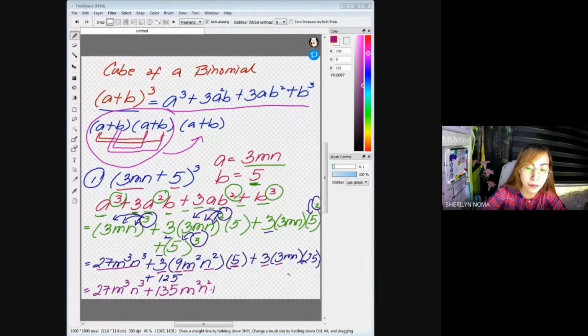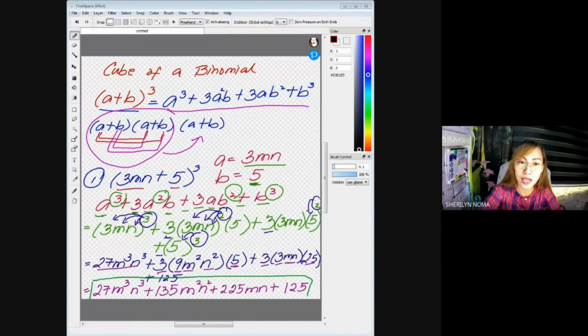Next, 3 times 3. 3 times 3 is 9 times 25. Okay, so that is 225. And then, for the variable, mn, plus the last term, that is 125. That is the final answer.